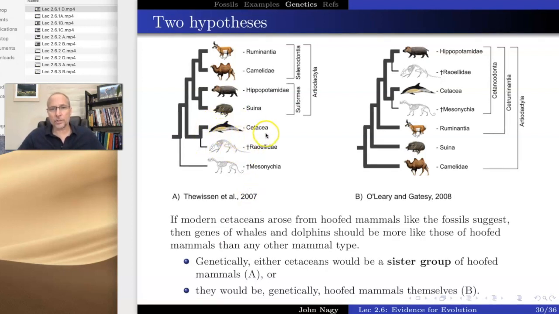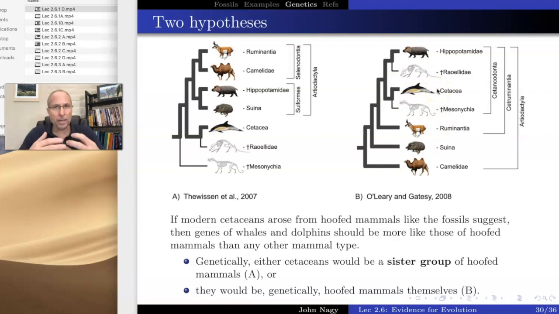In this case, we would say that the cetaceans are a sister group to the artiodactylans, the hoofed mammals with even toes. Okay, that's one possibility. It was suggested by one particular group, published in 2007. Now, there's another possibility, and that is that the dolphins actually could be within the hoofed mammals, so that the hippos and the dolphins are really closely related and more closely related to each other genetically than they are to the other hoofed mammals, like, for example, pronghorns and pigs and camels. So this would not be a sister group. The cetaceans wouldn't be a sister group to the hoofed mammals. They would actually be genetically hoofed mammals.